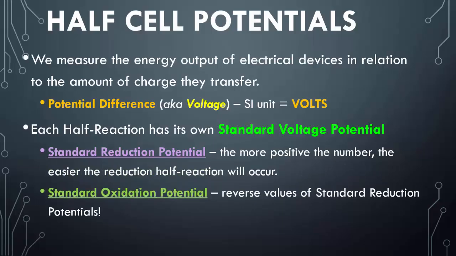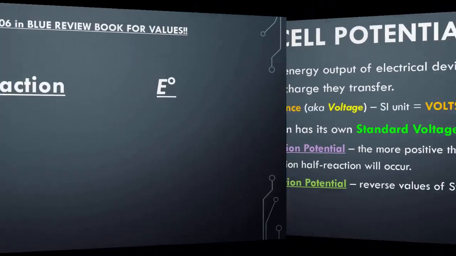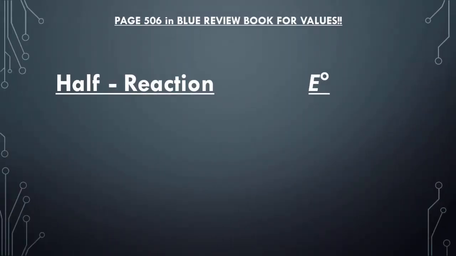And when we talk about our standard oxidation potential, these are going to be the reverse values of the standard reduction potential. Now, if you're a little bit confused, let's all turn to page 506 in the blue review book. When you turn there, you'll notice that you see a table called table Z, and table Z is going to show you all the different types of half reactions and their different potentials.